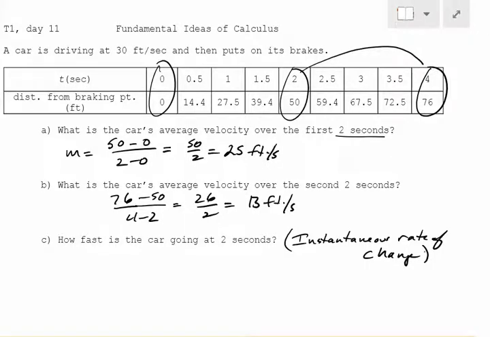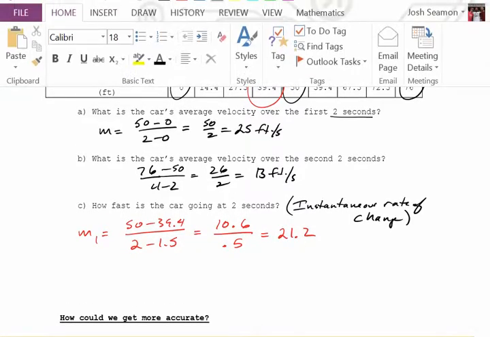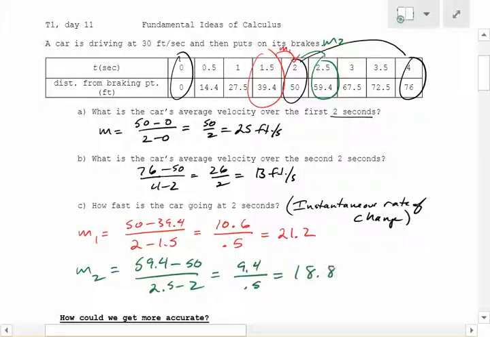Yeah, Caleb. What can we figure out? So that's from there to there, but you said to do it from here to there as well. Yes. If we call this M2 right here, what's that going to be? 59.4 minus 50 over 2.5 minus 2. Exactly. So you have 9.4 over 0.5, which is 18.8.